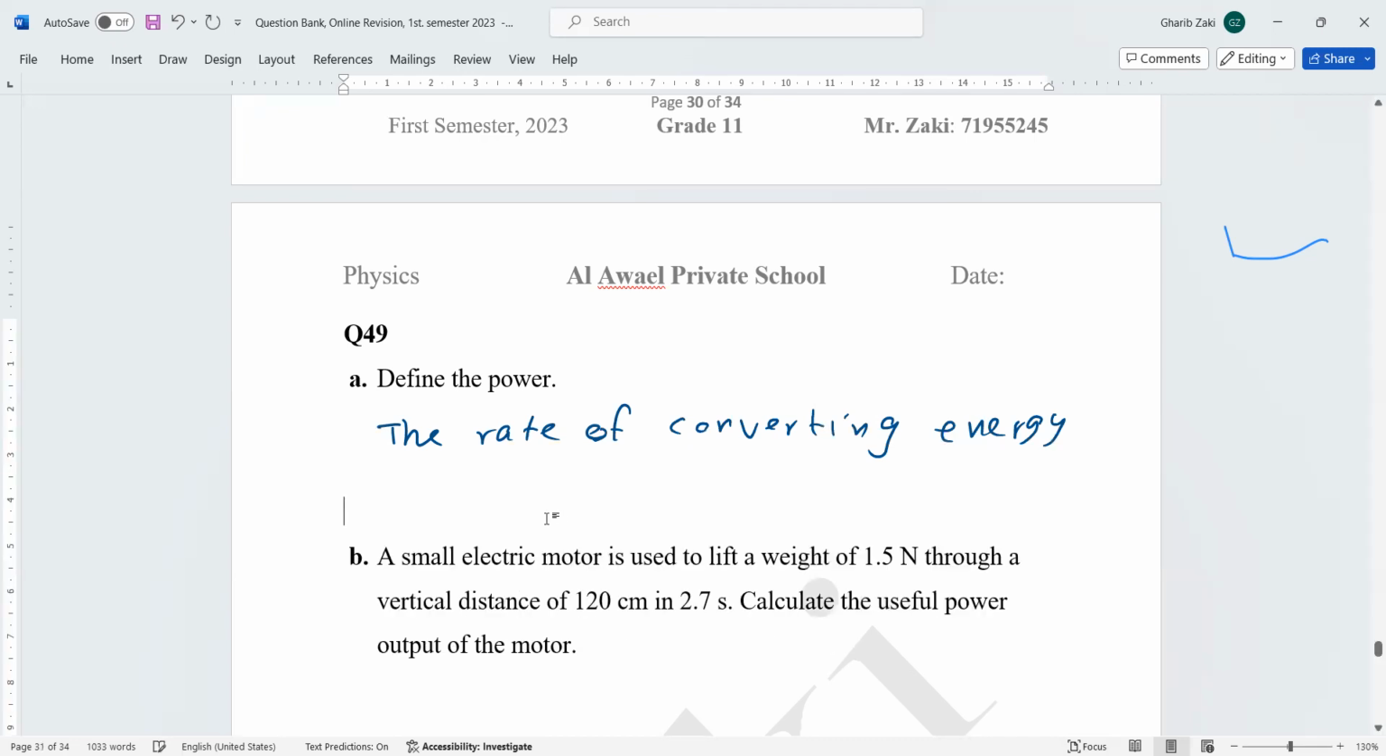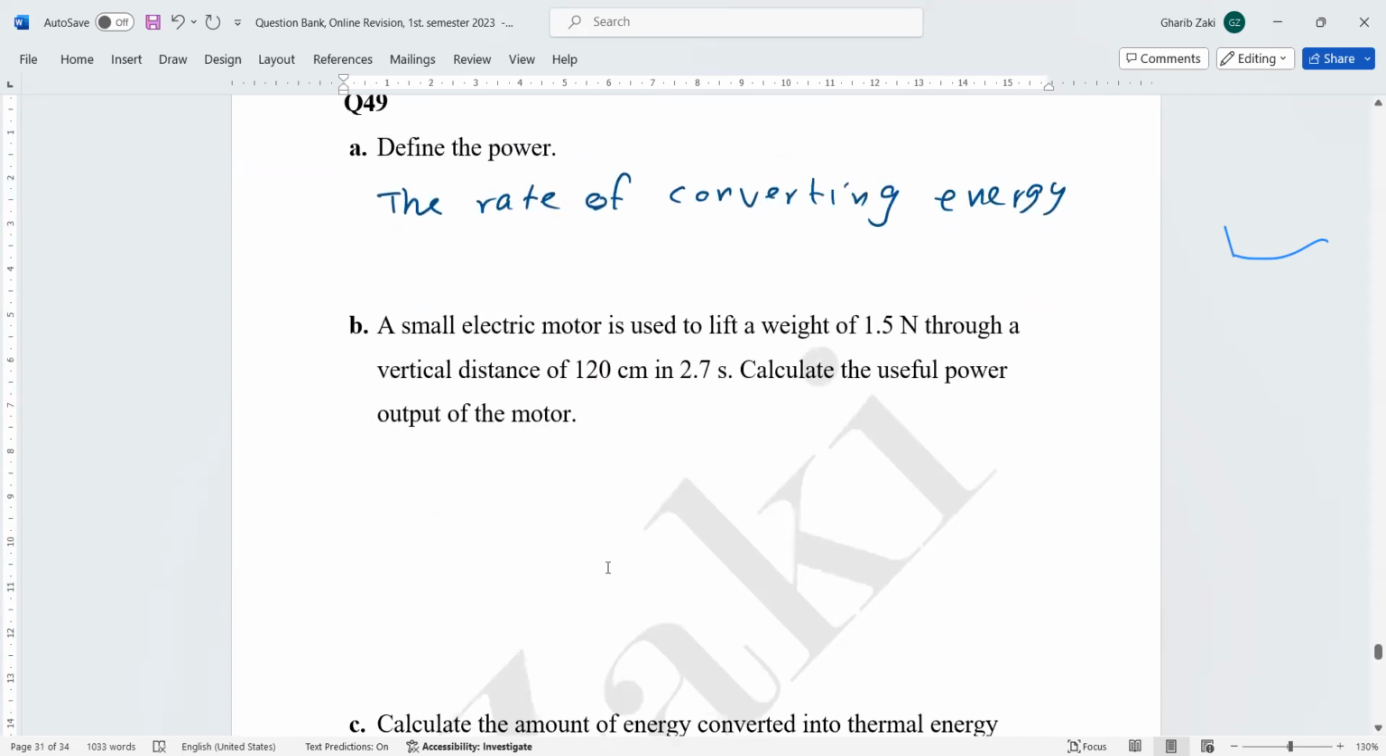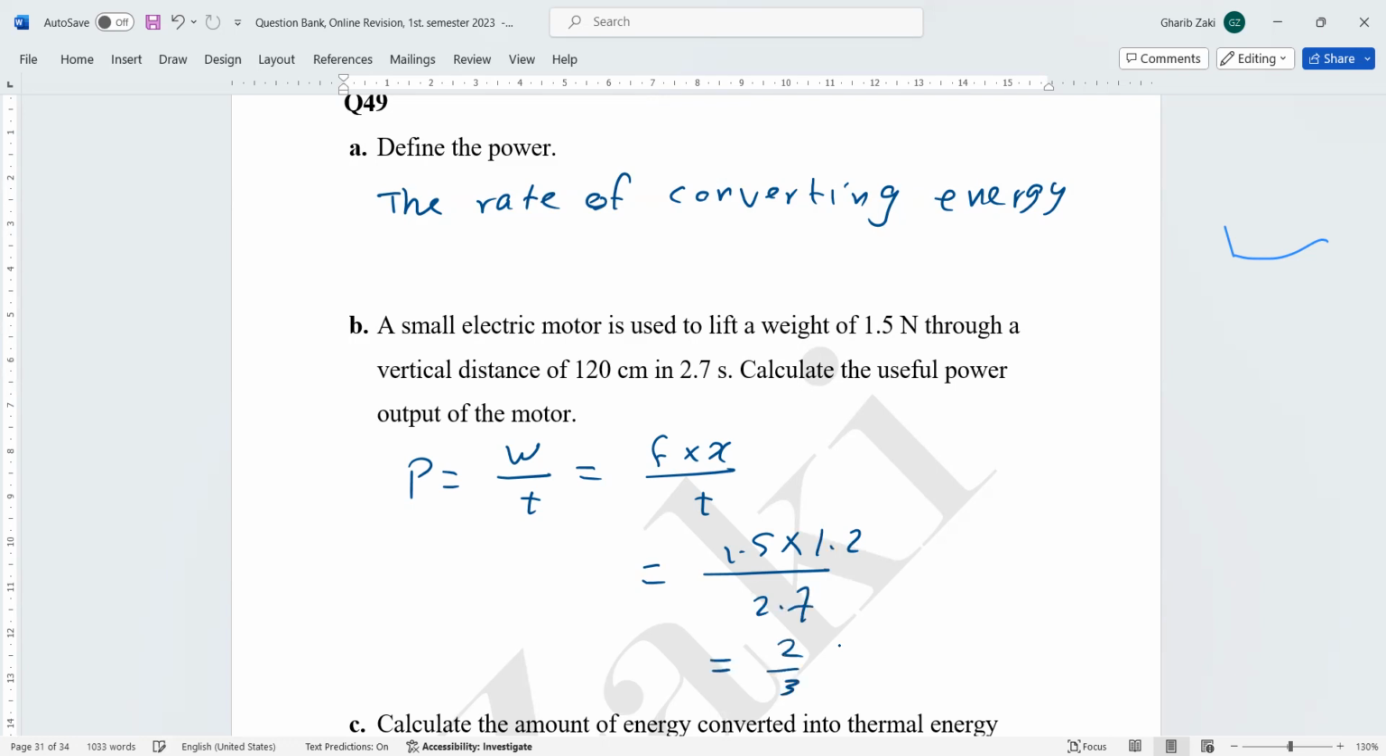Next question, he said a small electric motor is used to lift 1.5 newton through a vertical distance. Calculate the useful power. The power equals the energy over time. The energy equals the force multiplied by distance. The force is the weight. Then it becomes 1.5 multiplied by the vertical height 1.2 over the time 2.7. The answer is 2/3 and the unit is watt.